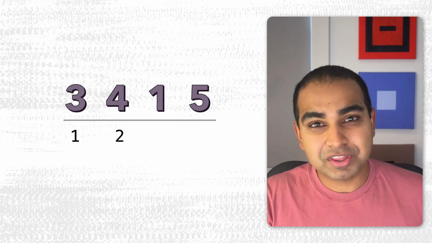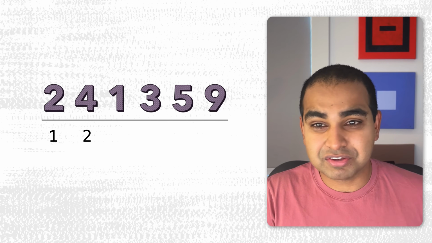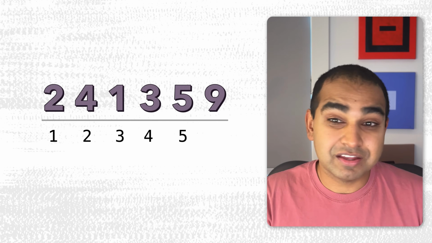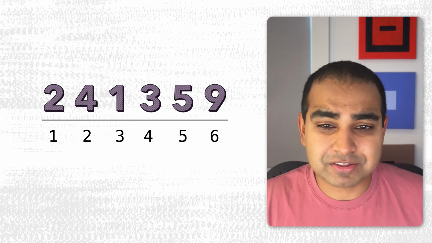So one way of doing this is that we start at the left and we say 1, 2, 3, and 4. So this number has 4 digits. Let's go with a slightly larger number. In this case, 241,359. Same approach. We start 1, 2, 3, 4, 5, and 6. This number has 6 digits.